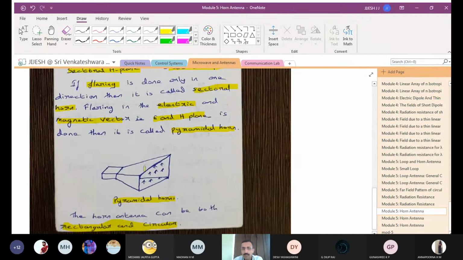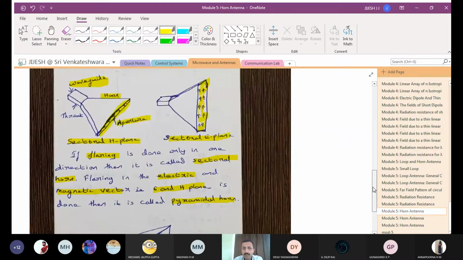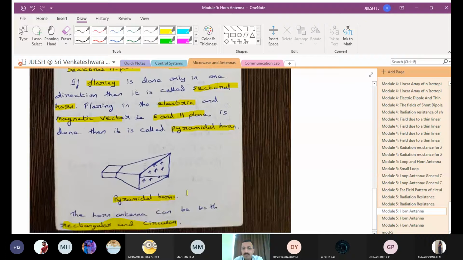This is the shape of the antenna where the signals are being transmitted. If it is the H plane, it will look something like this, and this portion is called the aperture, through which the signals can be transmitted and received. You have studied in detail the apertures of antennas, and this is called the E plane, where it looks like this, and the signals can be transmitted through the antenna. So horn antennas can be both rectangular horn as well as circular horn. That also we can see further.